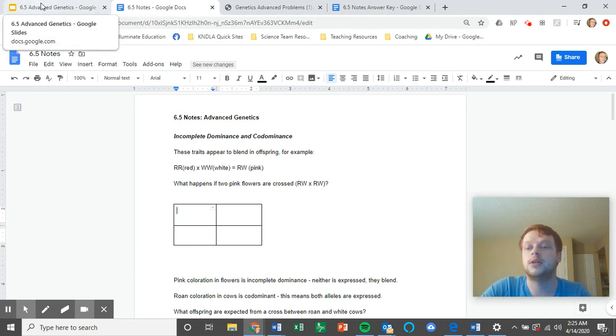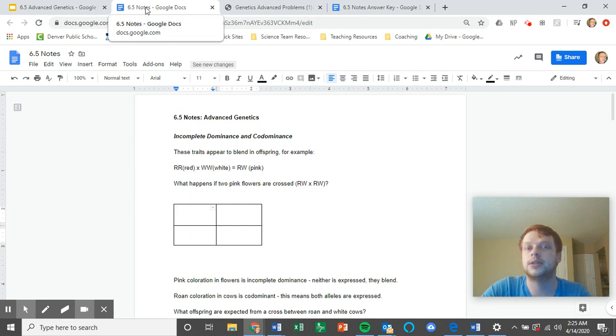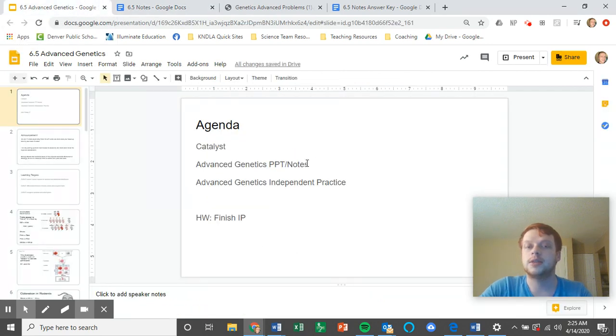So since you need the video and the notes, I would just split screen them. You can do that using this button here and then size them however works best for you. But let's get into it.